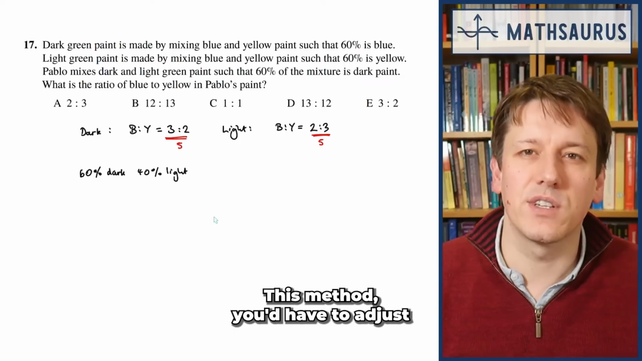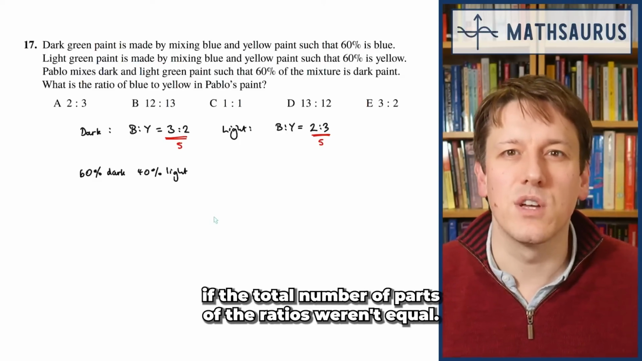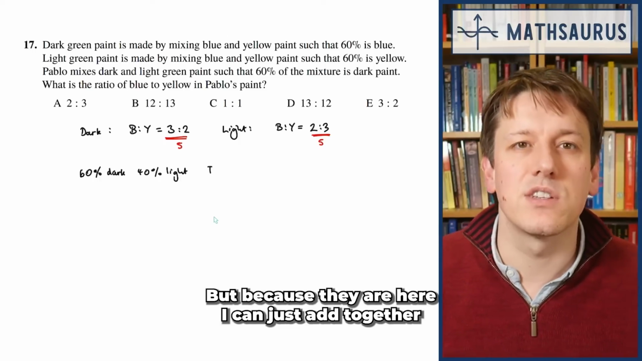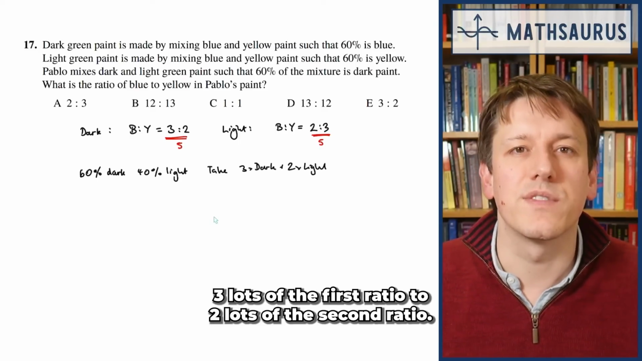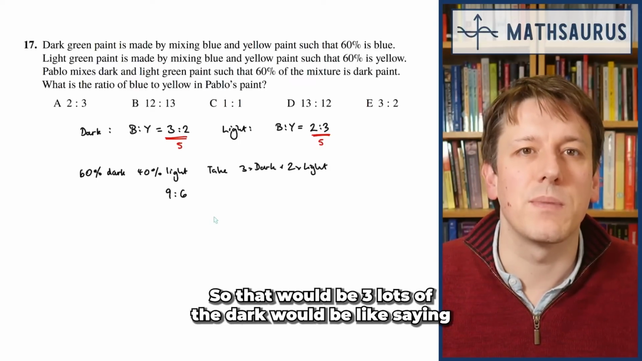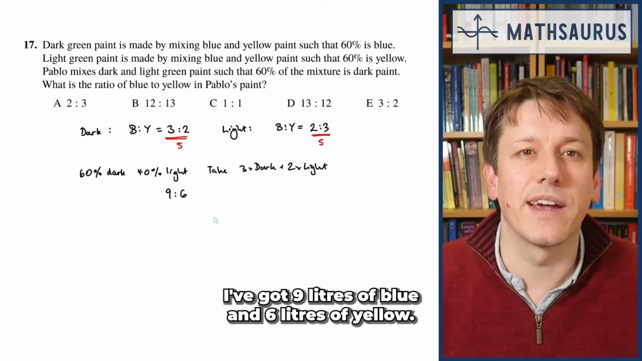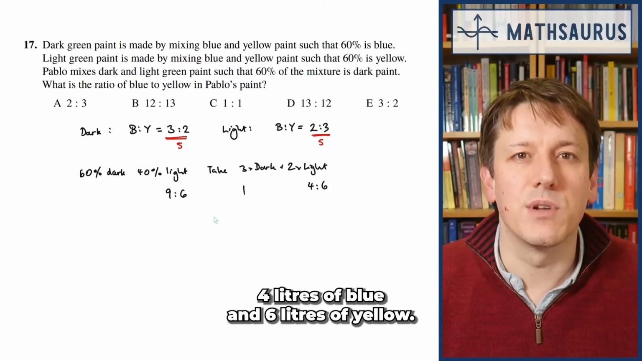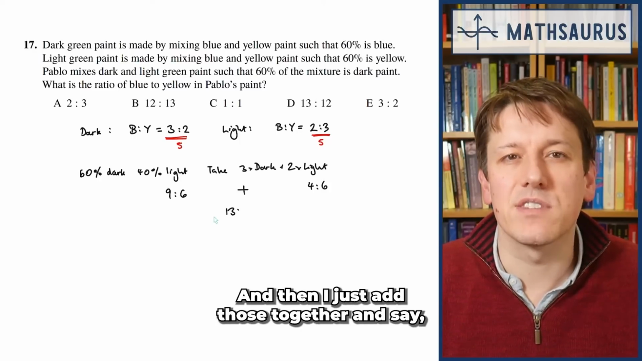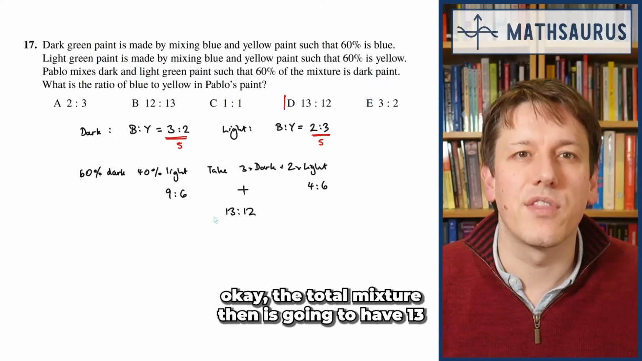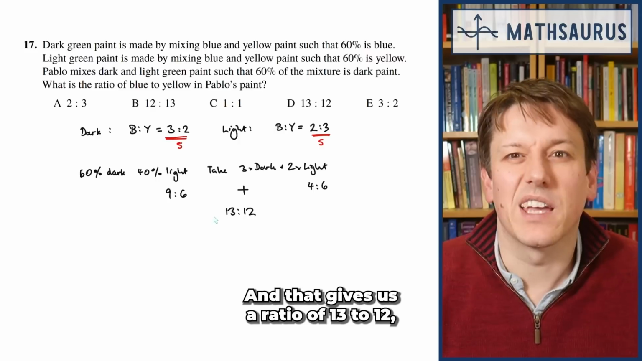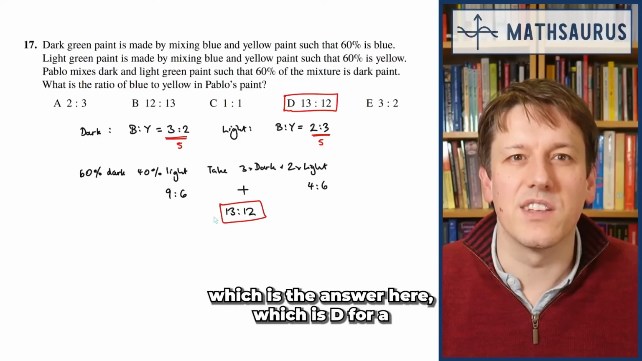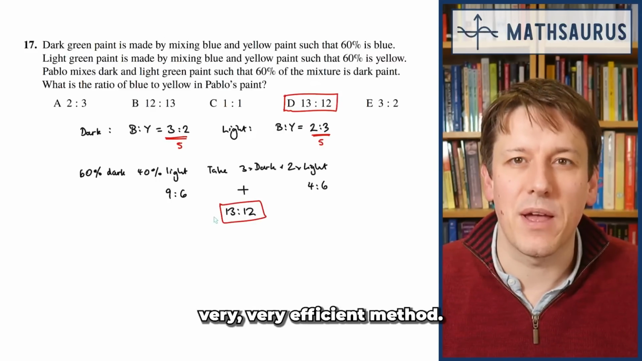This method, you'd have to adjust if the total number of parts of the ratios weren't equal, but because they are here, I can just add together 3 lots of the first ratio to 2 lots of the second ratio. So that would be 3 lots of the dark would be like saying I've got 9 litres of blue and 6 litres of yellow, and in the light paint 4 litres of blue and 6 litres of yellow, and then I just add those together and say, okay, the total mixture then is going to have 13 litres of blue and 12 litres of yellow, and that gives us a ratio of 13:12, which is the answer here, which is D, for a very, very efficient method.